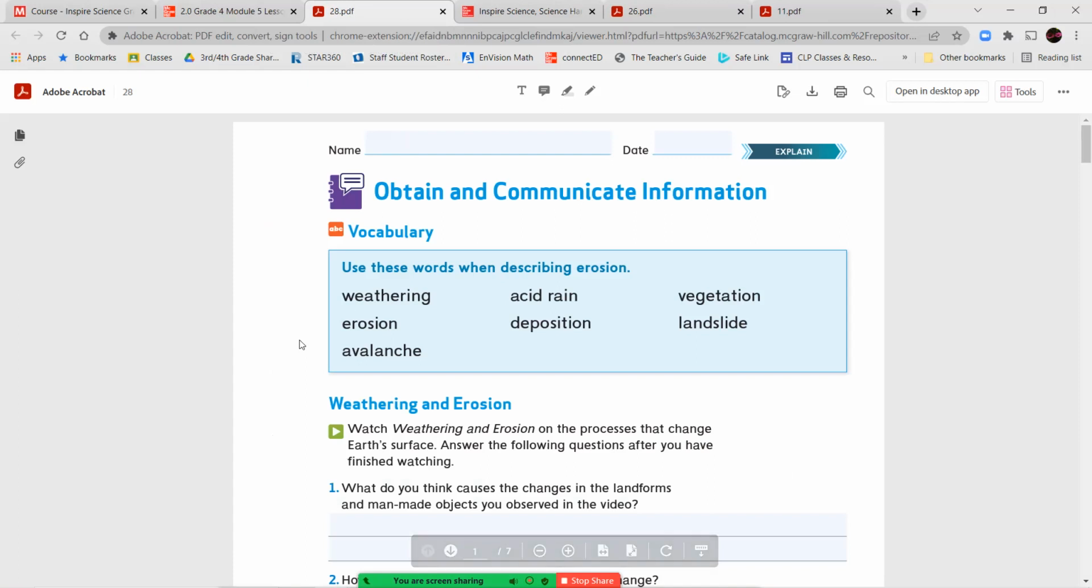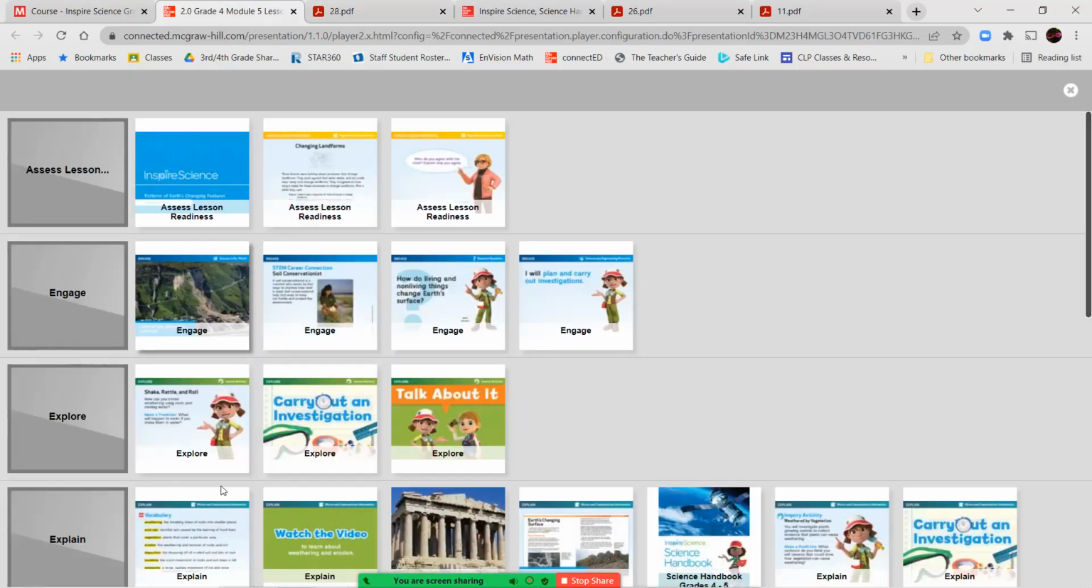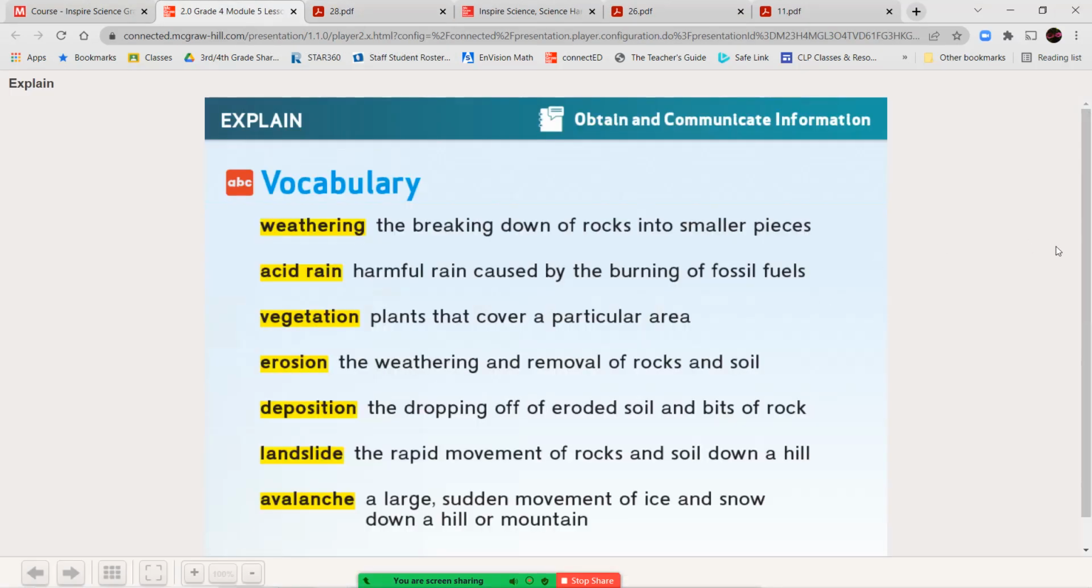So our vocabulary words are weathering, acid rain, vegetation, erosion, deposition, landslide, and avalanche. Let's go ahead and pull up our vocabulary words and their meanings. So weathering is the breaking down of rocks into smaller pieces. When rocks start to break down and pieces chip off and become smaller pieces, we call that weathering.